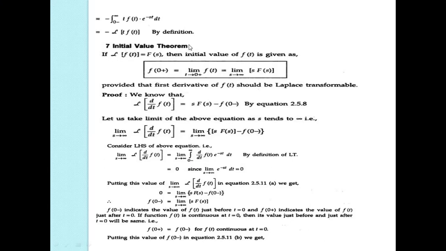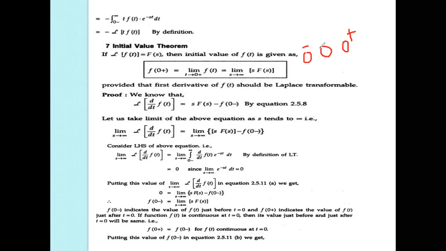So what is the statement of the initial value theorem? If the Laplace transformation of f of t is equal to F(s), then the initial value of f of t is given as f of 0 plus. 0 plus is the initial value. What does 0 plus mean? 0 plus is just above the 0. There is 0, 0 plus and 0 minus.